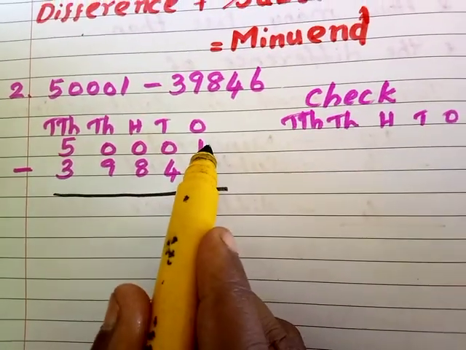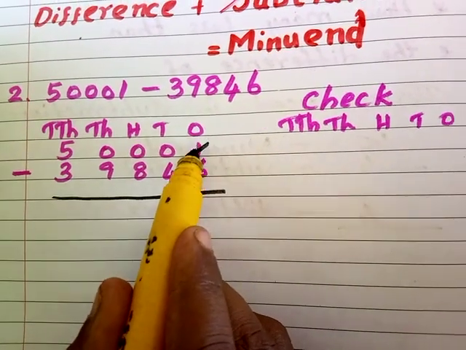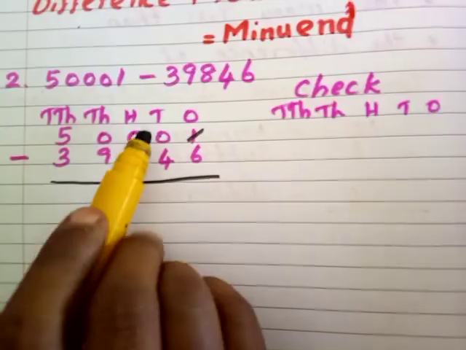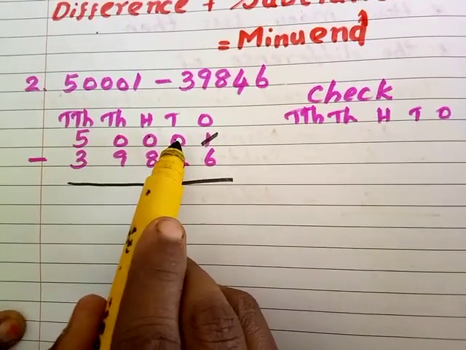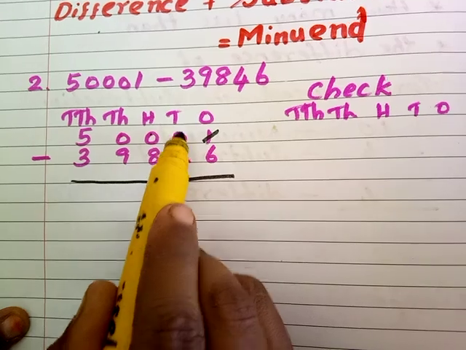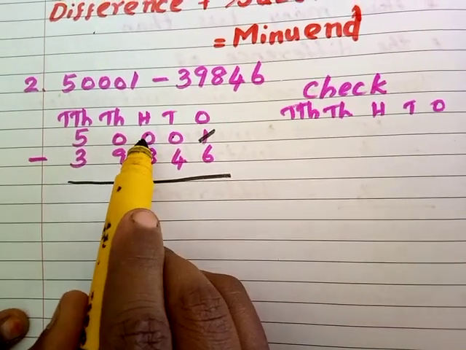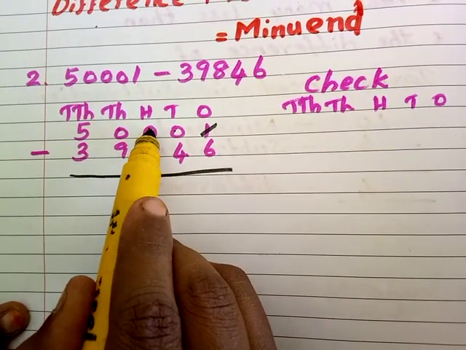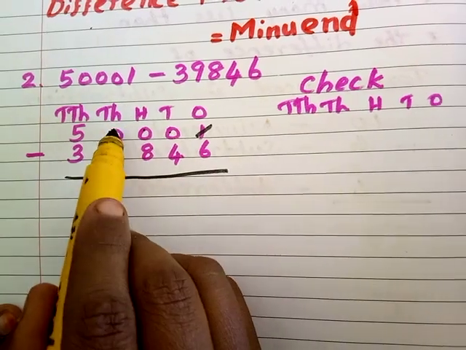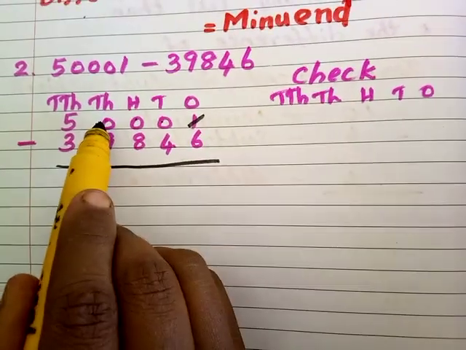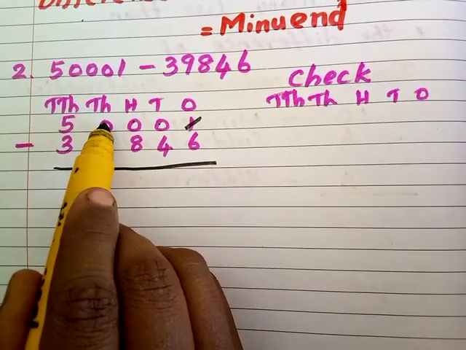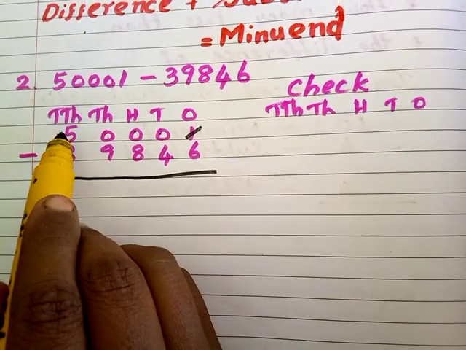So when I start from the ones place, I have 1, I have to regroup. So here in the tens place I have 0. From 0 I cannot regroup, so I search for the hundreds place. Hundreds place again it is 0, so from this 0 also I cannot regroup. So I go for the thousands place. Again there it is 0, so I cannot regroup from this thousands place 0 also. So I check for the 10,000s place.